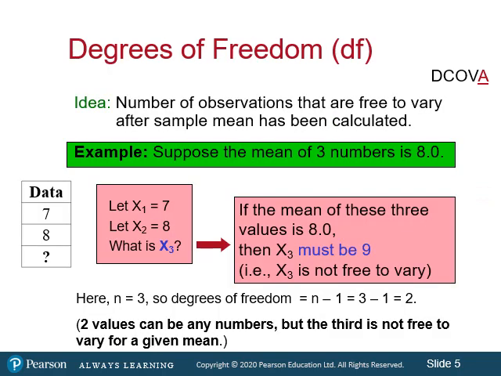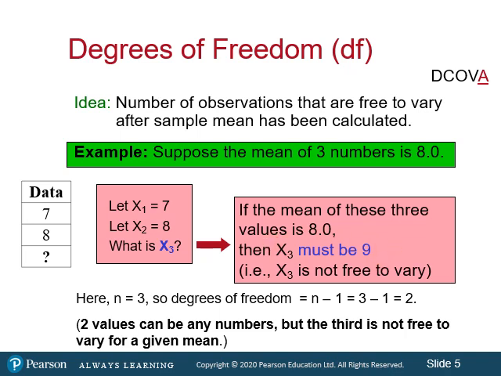Okay, why do we calculate these degrees of freedom? For example, let's suppose the mean of 3 numbers is 8. And we have 3 values here, right? 7, 8, and the last number is unknown. So if we already know number 1 and number 2, and since the mean is 8 for 3 numbers, the total is 24. So 7 plus 8 is already 15. So the last number will not vary. It will always be fixed. So the number should be 9, right?